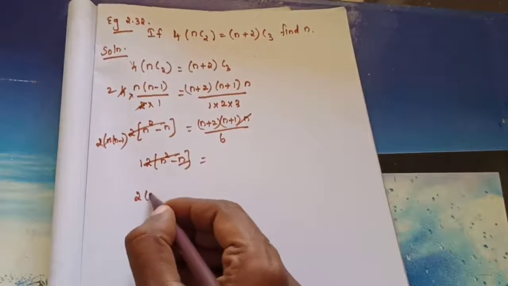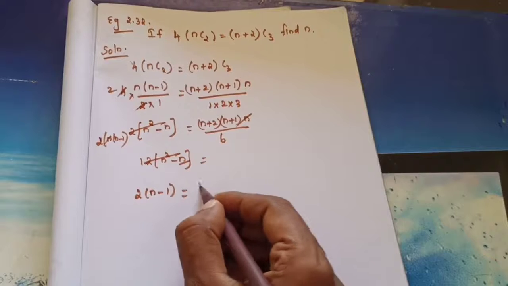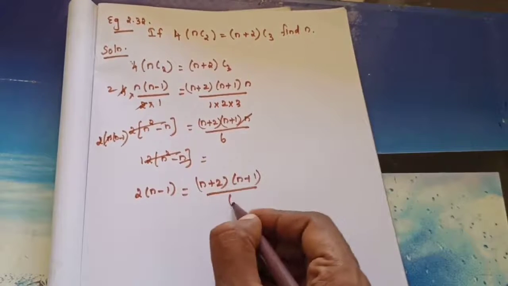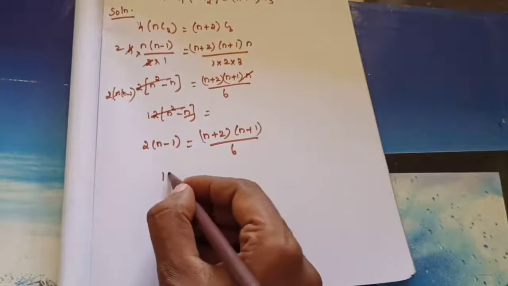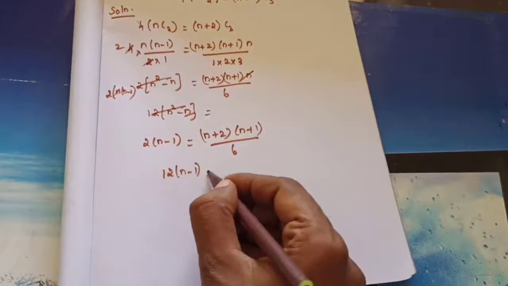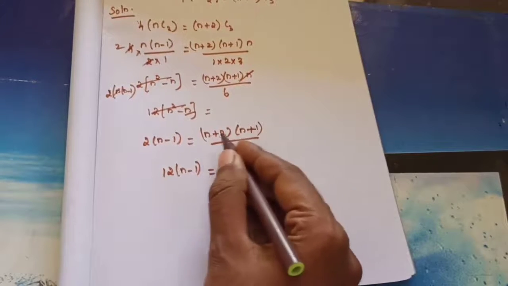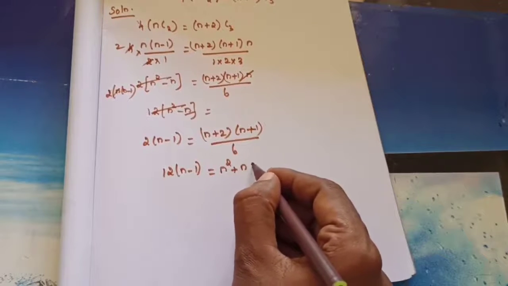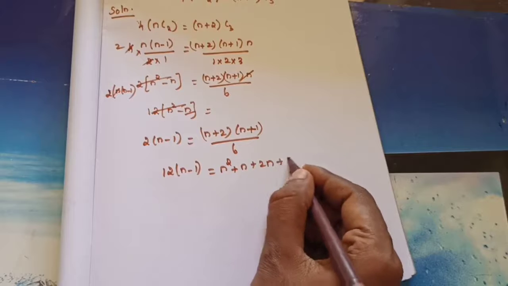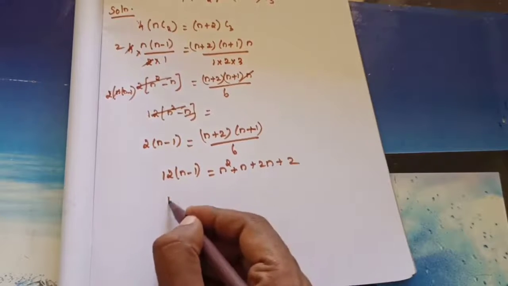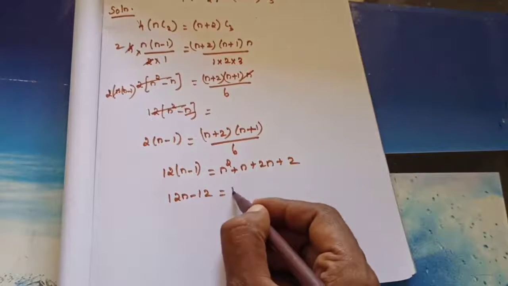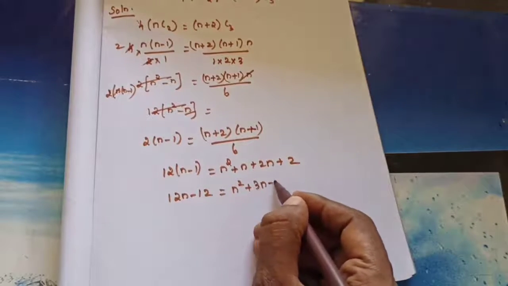So the balance is 2 into n minus 1 is equal to n plus 2 into n plus 1 divided by 6. Cross multiply. So 12 into n minus 1 is equal to, multiply inside, n into n is n square plus n plus 2n plus 2. Multiply inside, 12n minus 12 is equal to n square plus 3n plus 2.